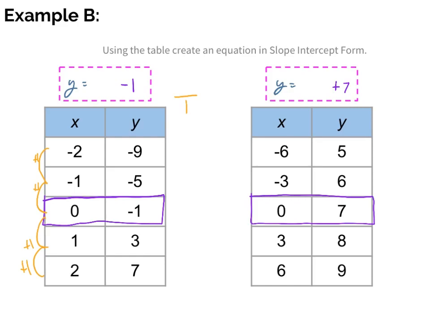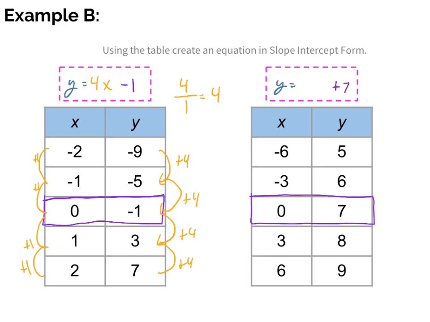So to go from negative 9 to negative 5, that's a plus 4. From negative 5 to negative 1 is a plus 4. From negative 1 to positive 3, plus 4. And from 3 to 7, plus 4. So I have 4 over 1, which simplifies to 4. So my slope is 4, and my input is x, so it's going to be 4x. And notice I've got my equation now in slope-intercept form from the table.